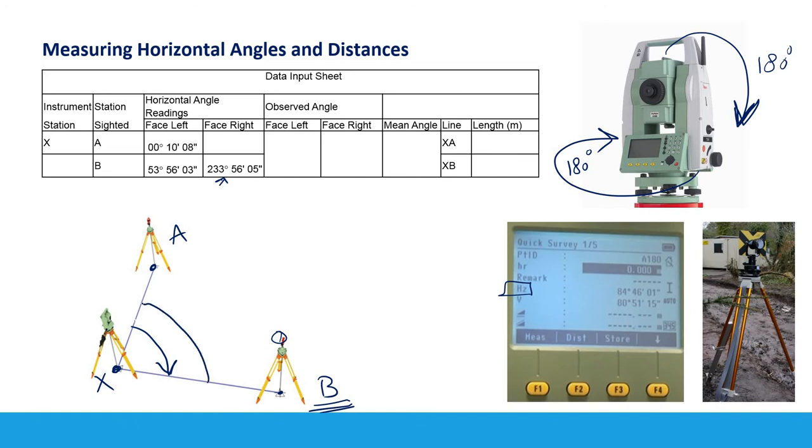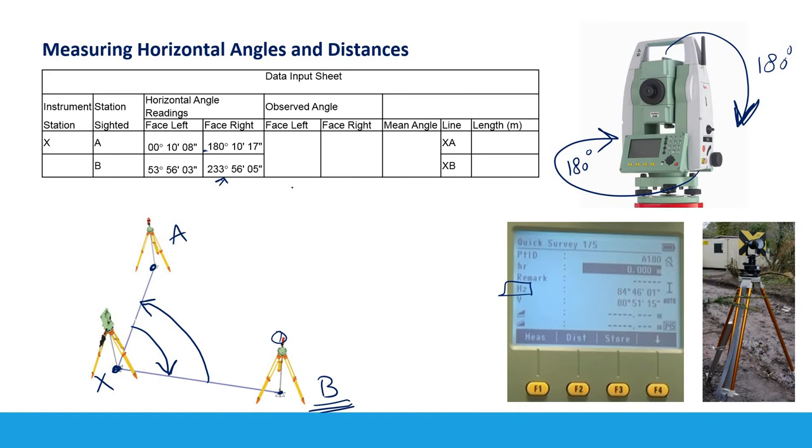Finally I will return to sight station A again and write down the final measurement of the horizontal angle here for face right over A. It is 180 degrees 10 minutes and 17 seconds in this case. So now I've collected all the measurements required to calculate the final horizontal angle.